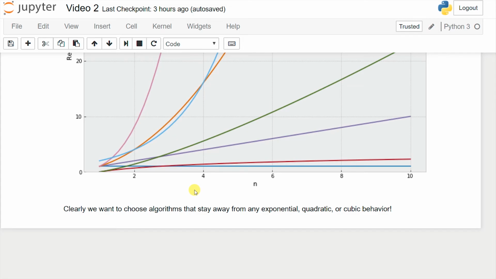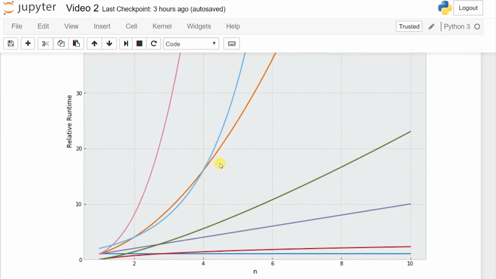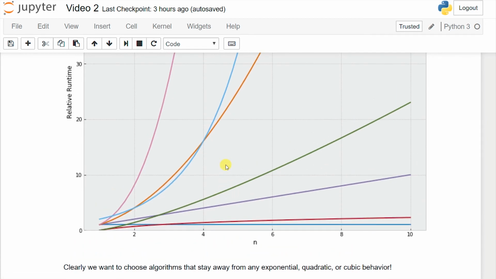So clearly, we want to choose algorithms to stay away from any exponential, quad, or cubic behavior. In terms of computationally intensive mathematics, and you're going to see this when we're doing machine learning and AI, we will do exponential, quadratic, cubic behaviors, but we don't want to be doing them on large scales. So if we're going to be doing them, we want our n's to be relatively smaller. If we keep our n small, we can keep our relative runtime in a manageable fashion.